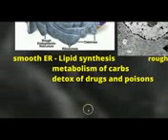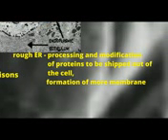The smooth ER is for the synthesis of lipids, the metabolism of carbohydrates, and the detox of drugs and poisons. The rough ER is for the processing and modifications of proteins to be shipped out of the cell, and the formation of more membrane.